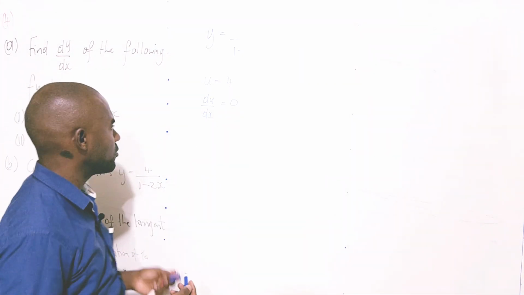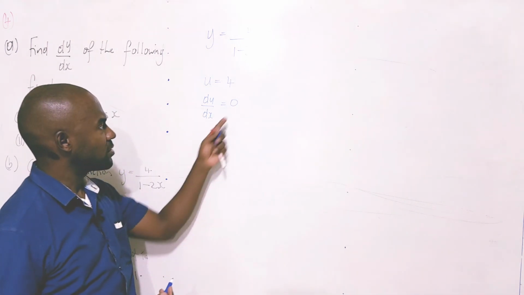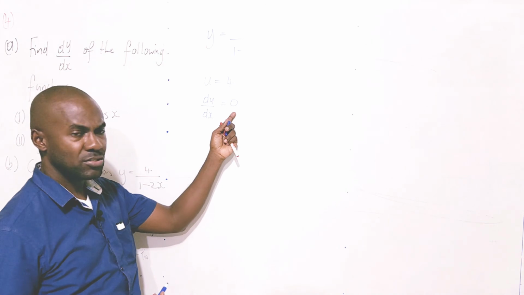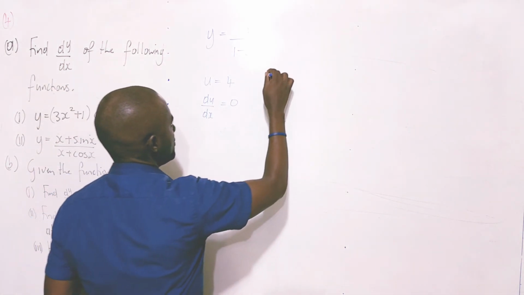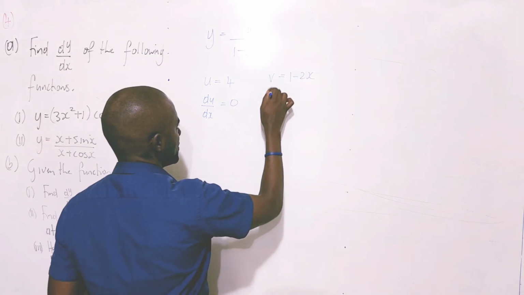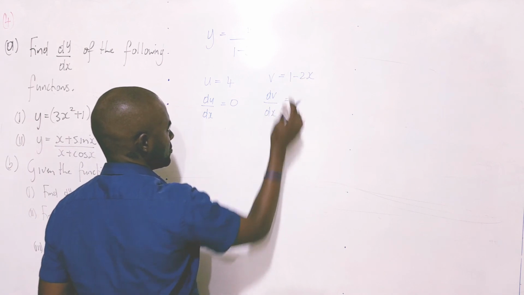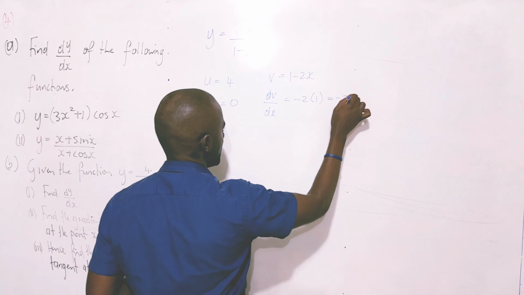Remember, when you're differentiating, what you're doing is basically finding a rate of change. And if something is constant, the rate of change is 0. So when you differentiate a constant, you get 0. So u is equal to 4, which means that v is equal to 1 minus 2x, which therefore means that dv by dx, differentiate that, you get 0. So this becomes minus 2 times 1, which is equal to minus 2.